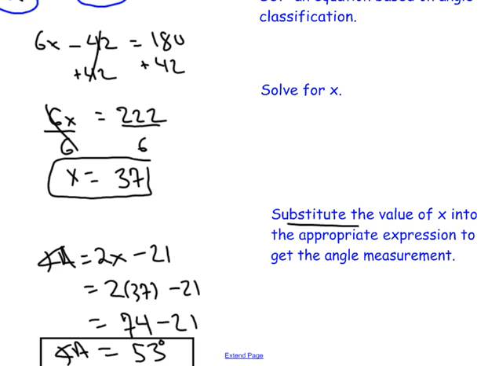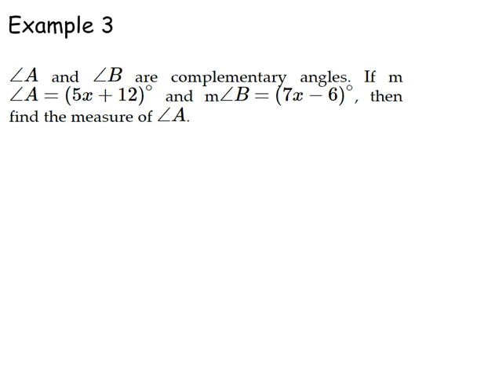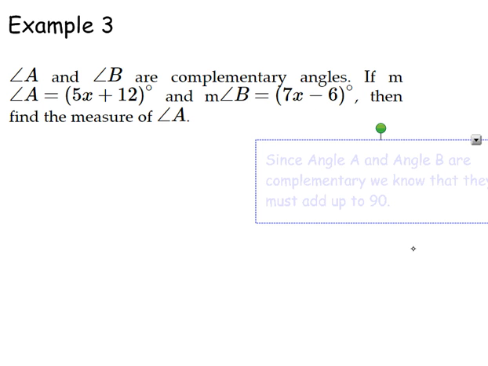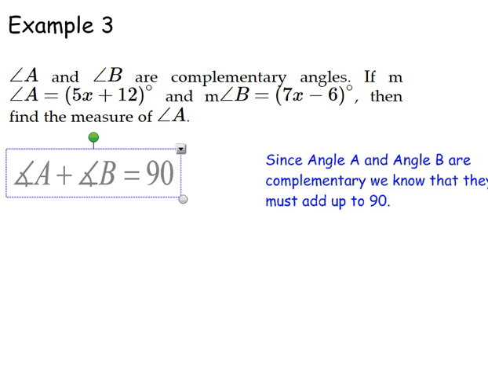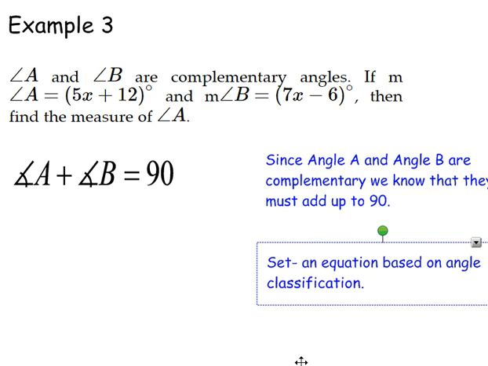All right, let's try one more. It says angle A and angle B are complementary angles. If the measure of angle A is equal to 5x plus 12 and the measure of angle B equals 7x minus 6, then find the measure of angle A. Well, since angle A and angle B are complementary, we know that they must add up to 90. So let's set up our equation, and then let's solve for x.